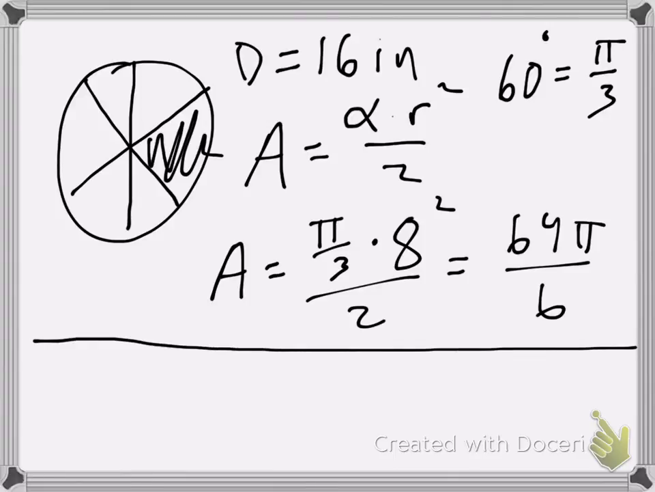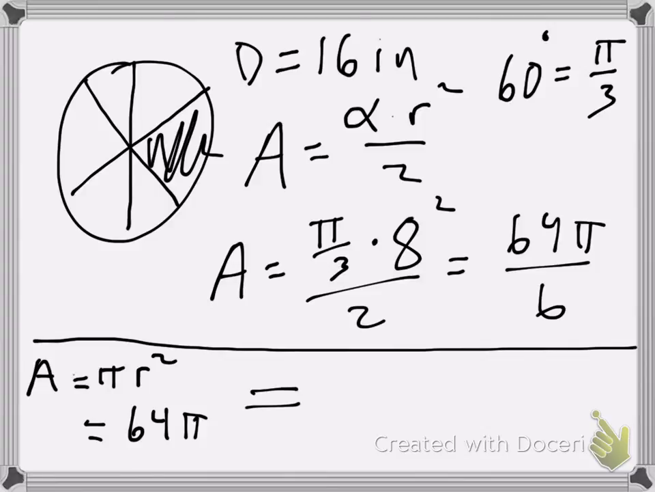The second method to solve this is to use the area of a circle formula. A equals pi r squared. Okay, so we have the radius, it's 8. So the area of the entire circle is going to be 8 squared times pi, so 64 pi. But we are only looking for a portion of the area. Specifically, we are looking for 1/6 of the area.